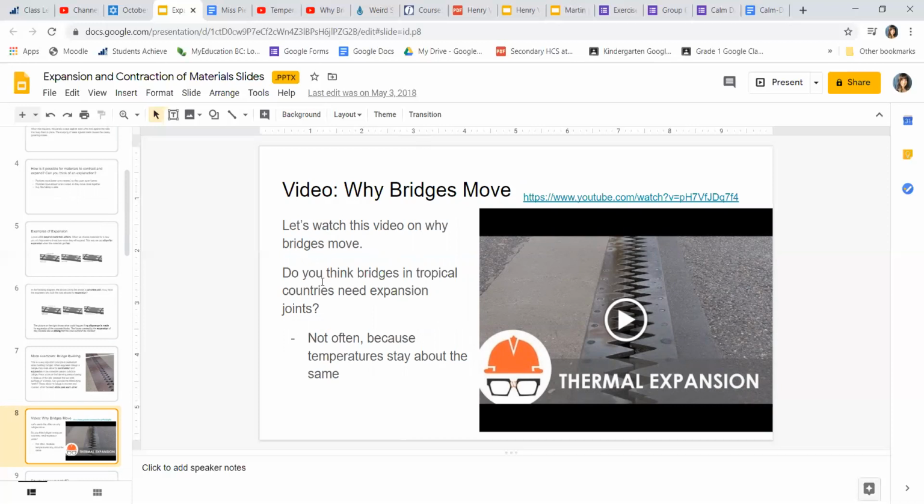And something to think about as well is that with bridges, if you're in a tropical country or a place where the temperature stays consistent pretty much all the time, then they don't have as much need for things like expansion joints because the temperatures stay roughly the same. So it's not as critical for them to make sure that they are allowing for that expansion and contraction, because it's not going to happen as much in those situations.